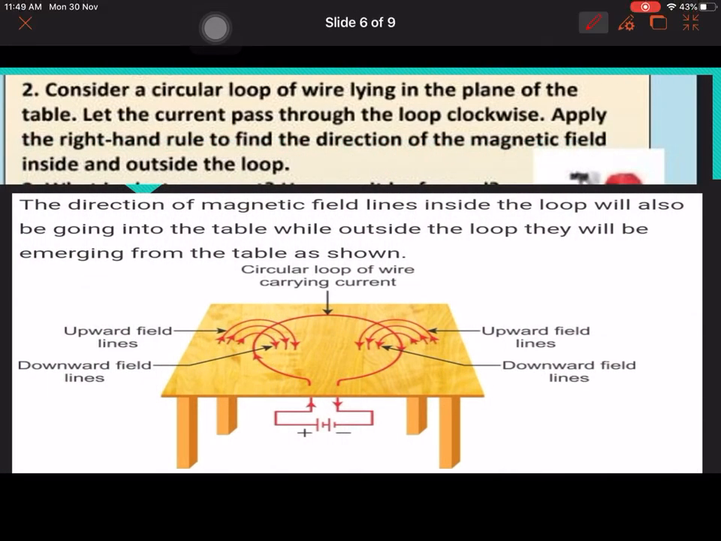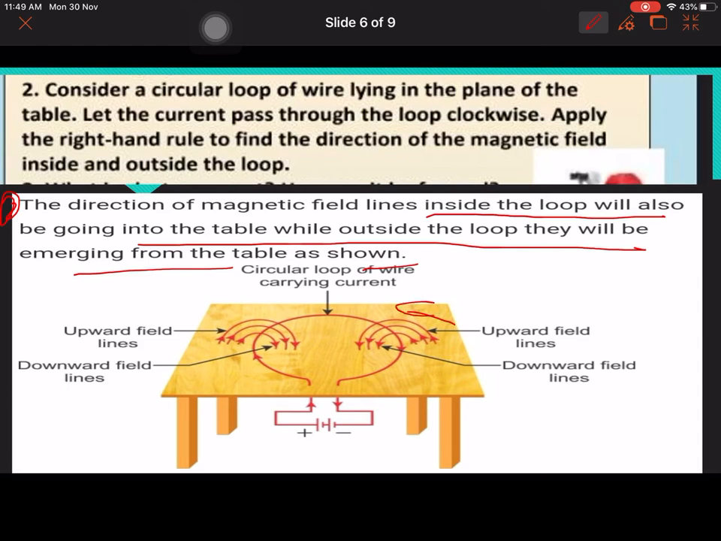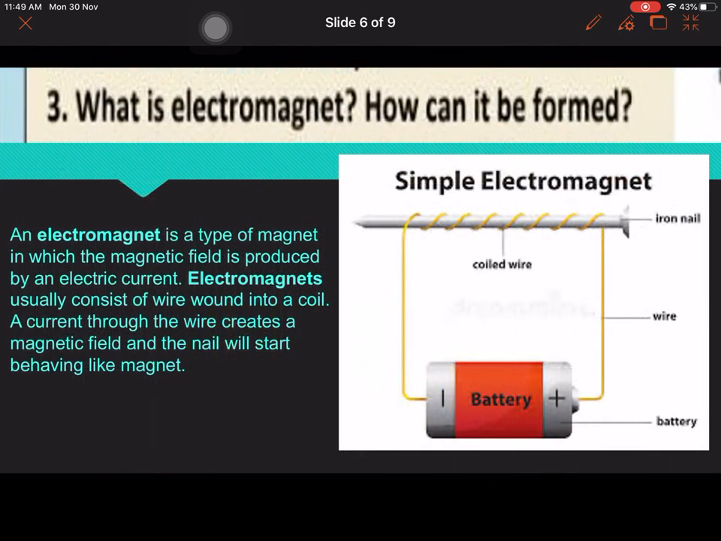Second is, consider a circular loop lying in the plane of the table. Let the current pass through the loop clockwise. Apply the right hand rule. So the direction of magnetic field lines inside the loop will be going into the table, while outside the loop they will be emerging from the table. As shown in the figure, you can see these are coming outwards and here they are going inwards. So you can draw this diagram also. It's a good diagram to understand this thing.